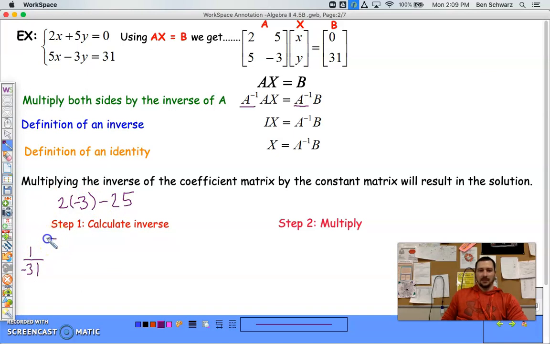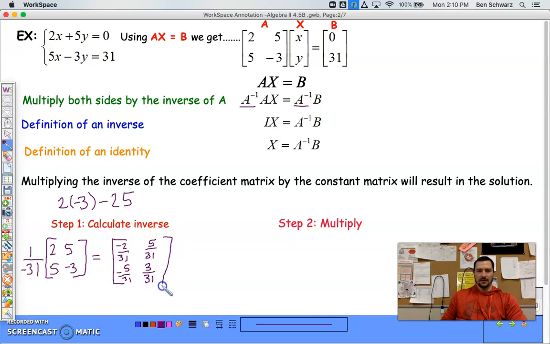And to get our inverse, we have to take that times our coefficients. So when we do that, we just multiply everything by negative 1 over 31. We end up with negative 3 over 31, negative 5 over 31, 5 over 31, and 2 over 31. So that's our inverse.